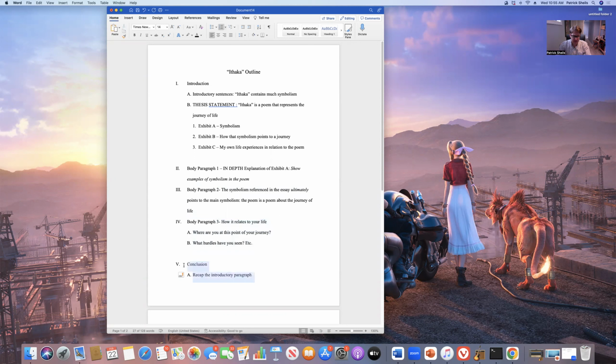And then number 5, your 5th paragraph, is your conclusion. Simply recap the introductory paragraph. Do not restate it word for word. You want to say in so many words why your introductory paragraph and the body paragraphs that follow it are true. So this is a very brief 1-page outline that serves as a blueprint for your summary response essay.